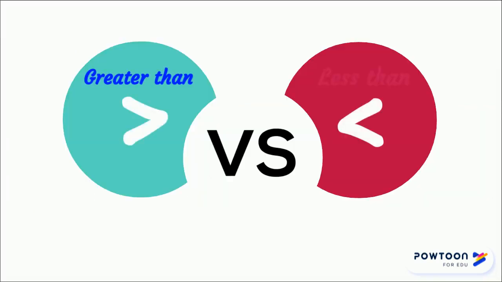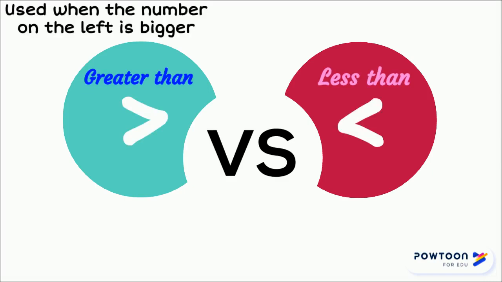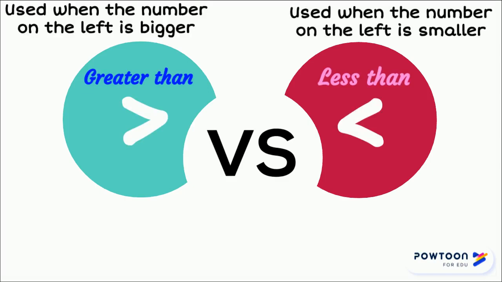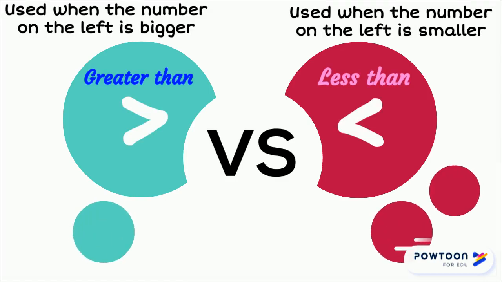Now we're going to actually take a look at the greater than and less than symbol. So the greater than symbol is opening to the left, and we use that when the left number is bigger. The less than symbol is opening to the right. We use that when the left number is smaller. So it opens to whichever one is bigger.